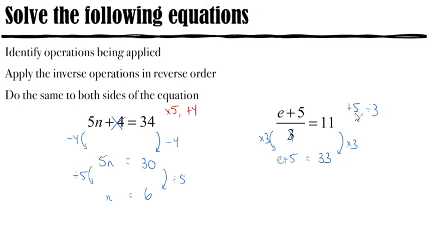Now, that first step of plus 5, so undoing that, we're going to subtract 5. So on the left hand side, that leaves me with just e by itself. And on the right hand side, 33 minus 5 gives me 27. So my solution to the second equation is e = 27.